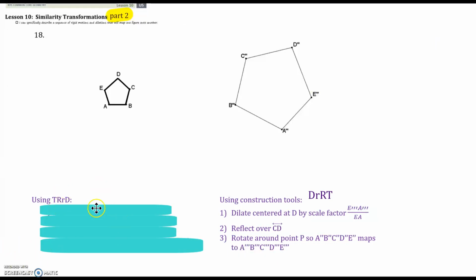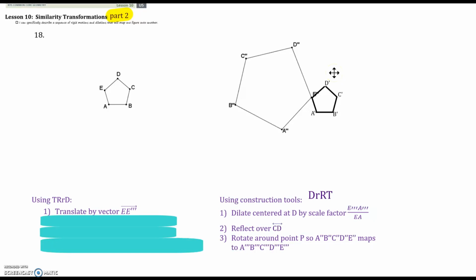If we're going to use the TRRD method, we start with a translate. We translate the little shape to the big one so that one of the corners locks with the other. So I'm going to choose E to E prime, and I'm going to show how I can slide this one over. And you would just make a sketch, not a construction, of this one, and then label them all with single primes. And you would have this.